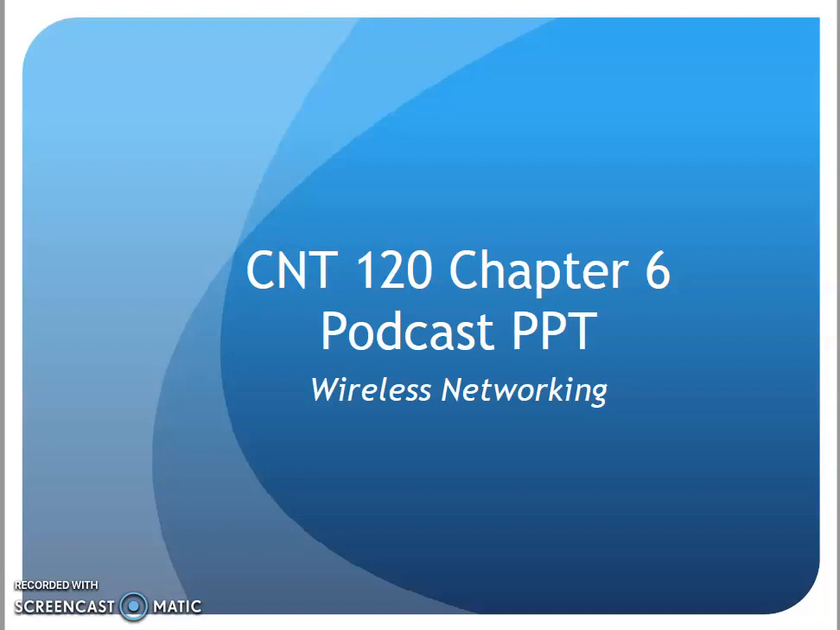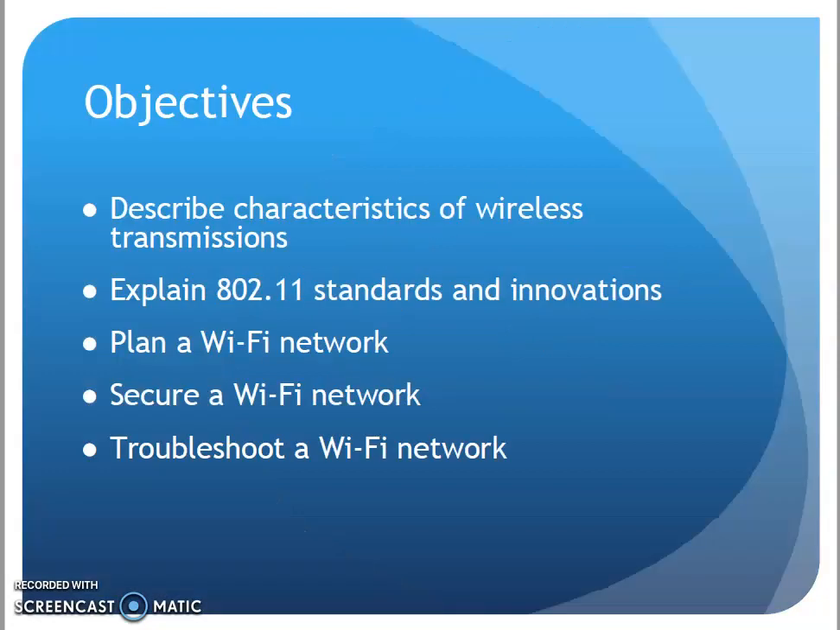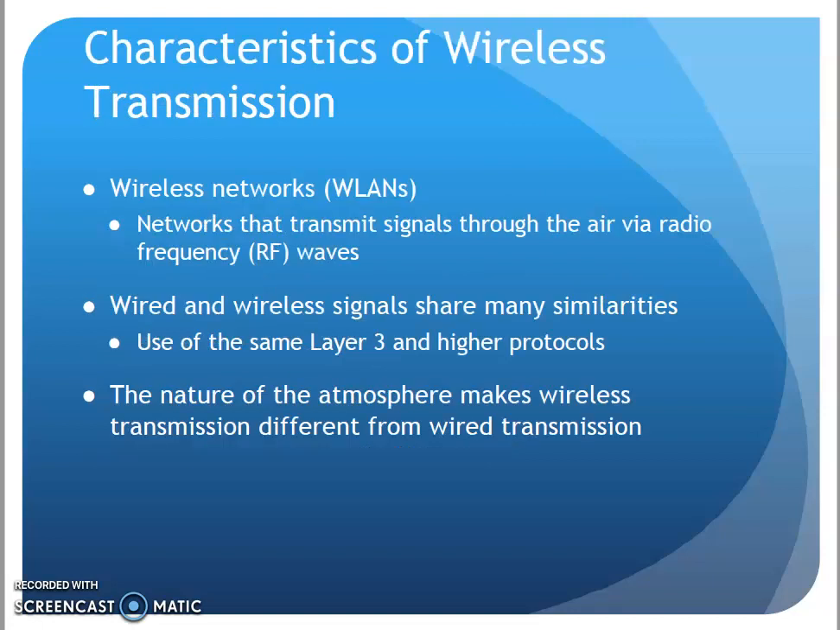All right, CNT120, Chapter 6. We're going to take a look at some aspects of wireless networking. In this chapter, we're going to cover a lot of the basics and some of the details of standards, as well as implementing a Wi-Fi network and a little bit about troubleshooting. So let's dive in.